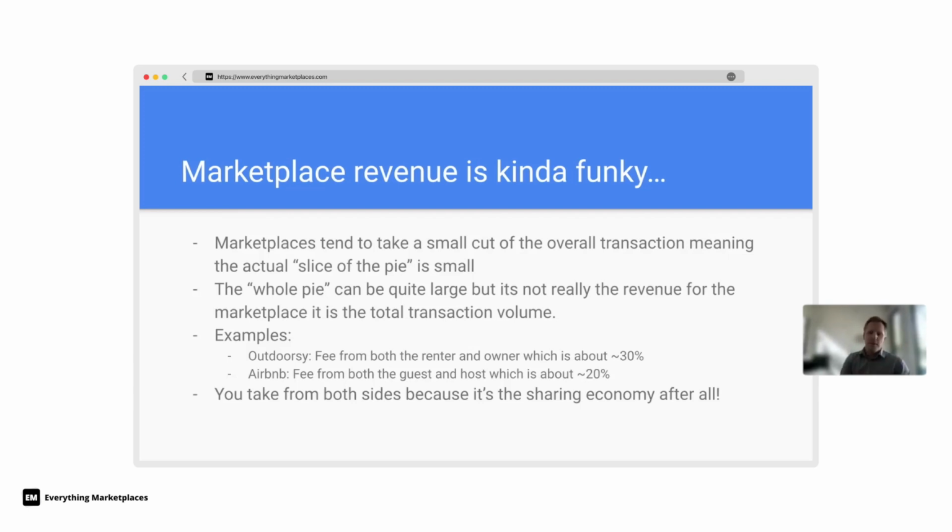But why GMV is important is that marketplaces are about transaction volume, right? That is what their core job is, to facilitate transactions. And so GMV is essentially a way to measure relative sizes of marketplaces, because the revenue can actually be very different across marketplaces based on the take rate.